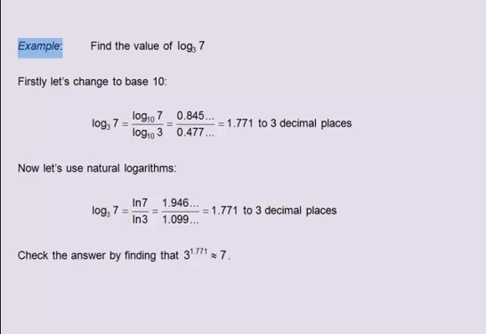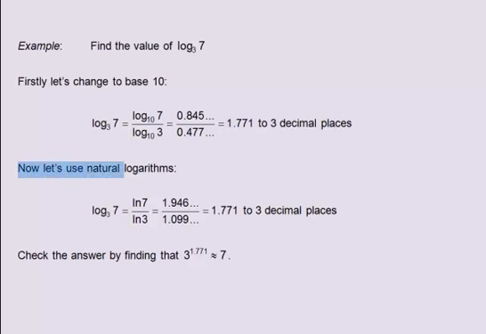Example: find the value of log to the base 3 of 7. Firstly, let's change to base 10. Log to the base 3 of 7 equals log to the base 10 of 7 divided by log to the base 10 of 3. Put these in your calculator. Equals 0.845 divided by 0.477, which equals 1.771 to 3 decimal places.